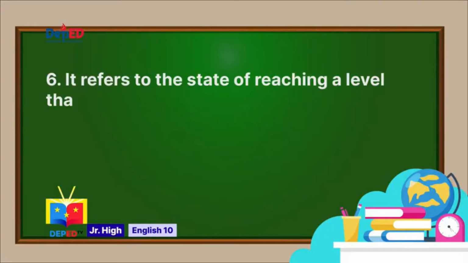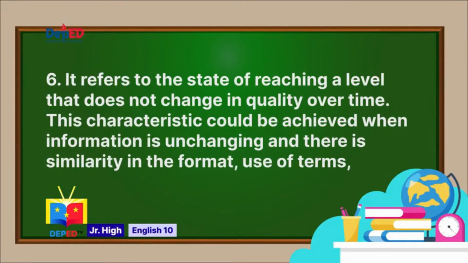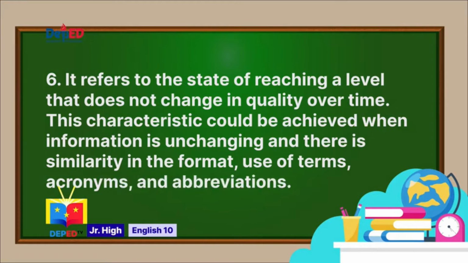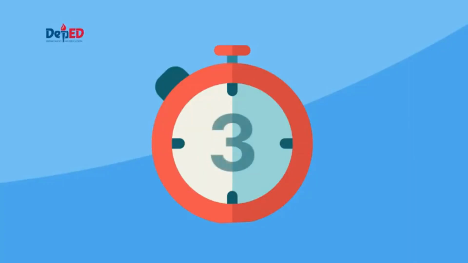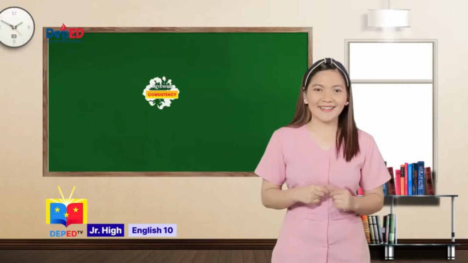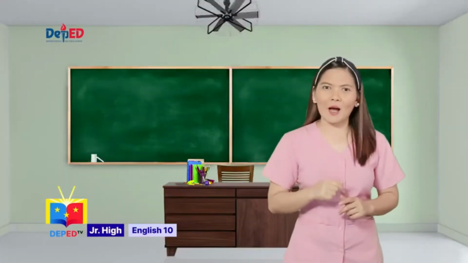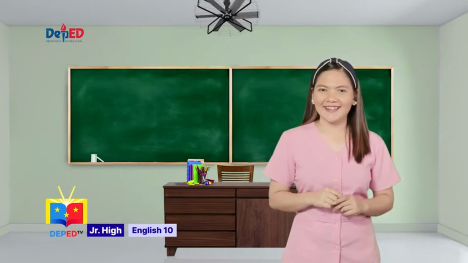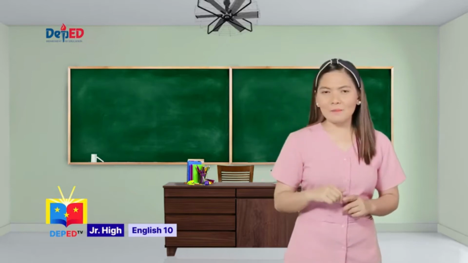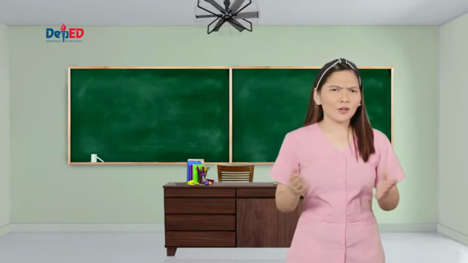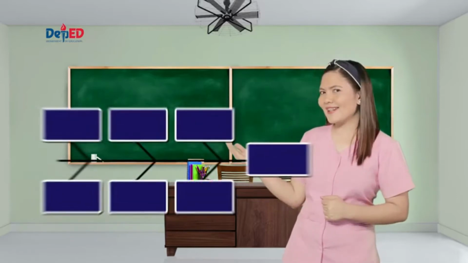Number 6, it refers to the state of reaching a level that does not change in quality over time. This characteristic could be achieved when information is unchanging and there is similarity in the format, use of terms, acronyms, and abbreviation. Nice! It is consistency. I guess you are now geared up for a new lesson. But before moving on to that, could you help me complete this diagram right here?